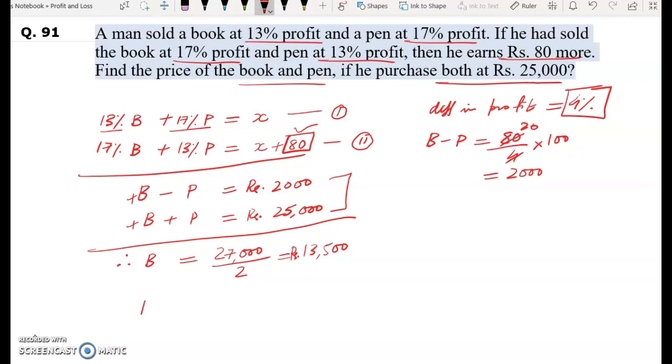Now the price of pen, now here we have minus. So we will subtract this 2. 25,000 minus 2,000 is 23,000. And then we will divide it by 2. This will give us 11,500.